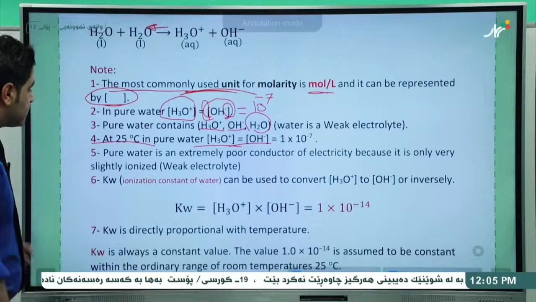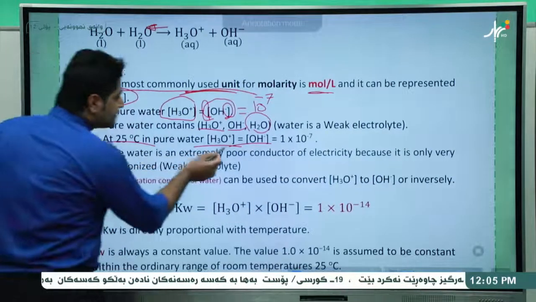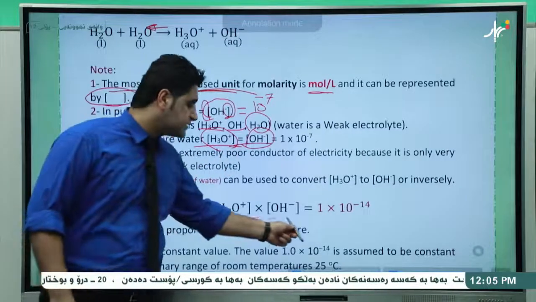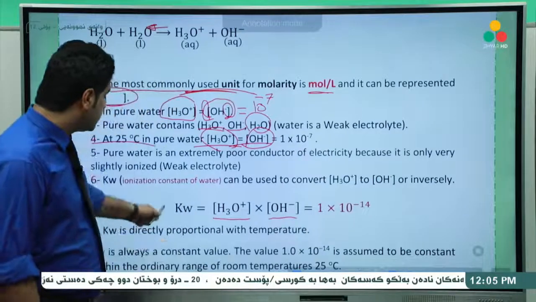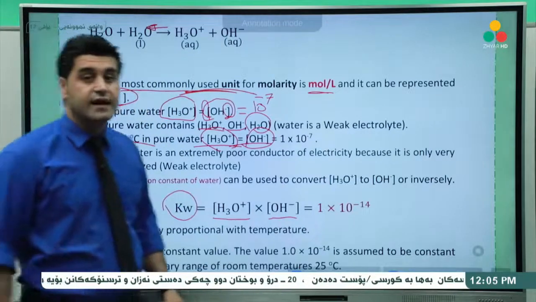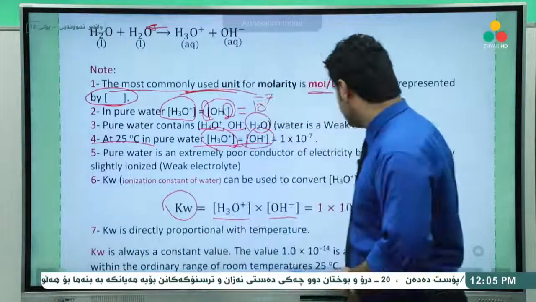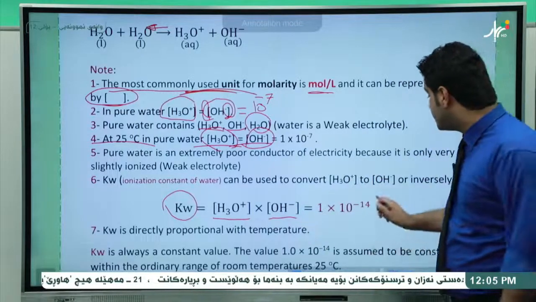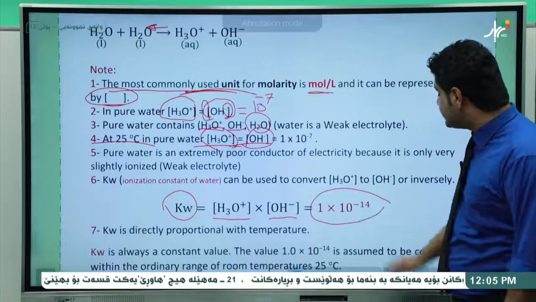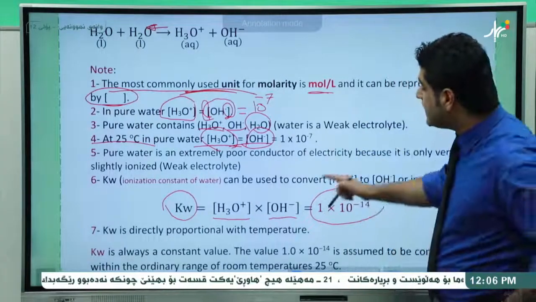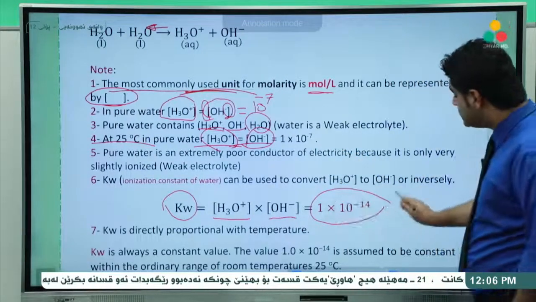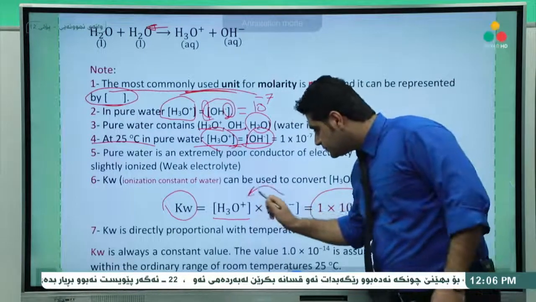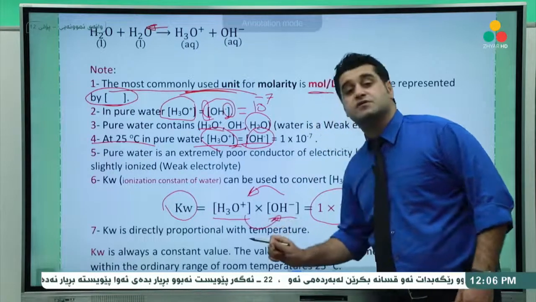And now, what is the result of the multiplication of hydronium by hydroxide? Look, if we multiply the hydronium by the hydroxide concentration, we get the water ionization constant. We're going to get 1 times 10 to the negative 14, which is the water ionization constant. It's very important, and it's useful for converting hydroxide to hydronium or hydronium to hydroxide in terms of the concentration.